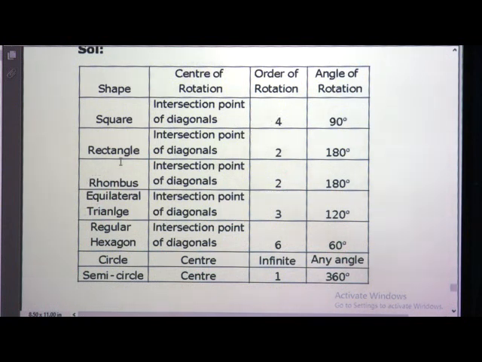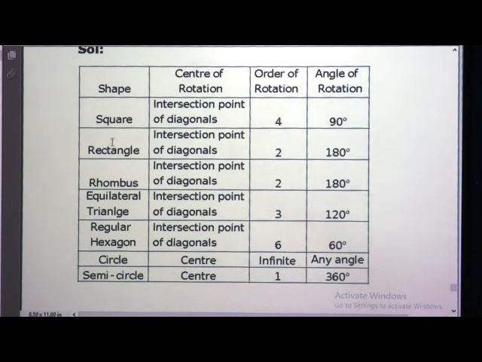Rectangle, again it has a center of rotation. Yes, how will we find the center of rotation? By drawing a diagonal, and the point where the diagonals intersect is nothing but the center of rotation. Here it will rotate at 180 degrees. So, we will have only a 2 order of rotation. So, we can say a rectangle has a 2 order of rotation, at 180 degrees.